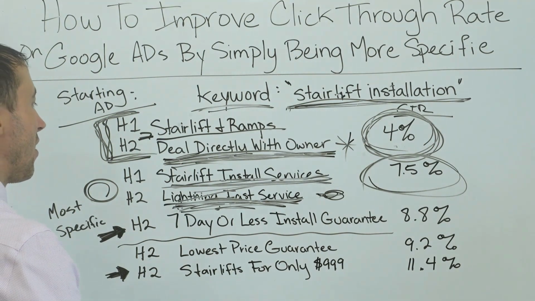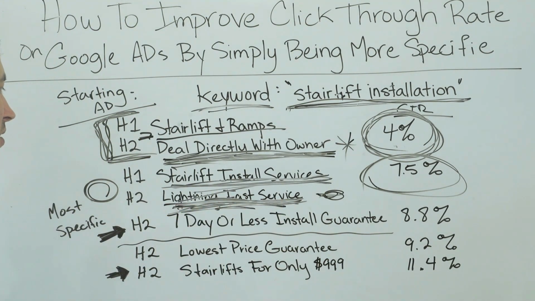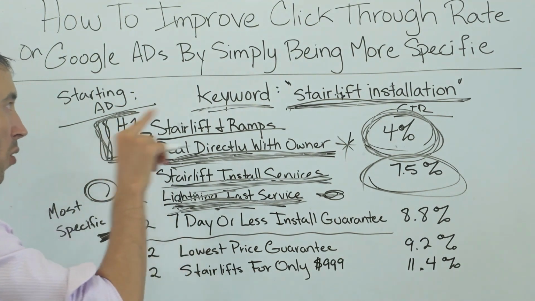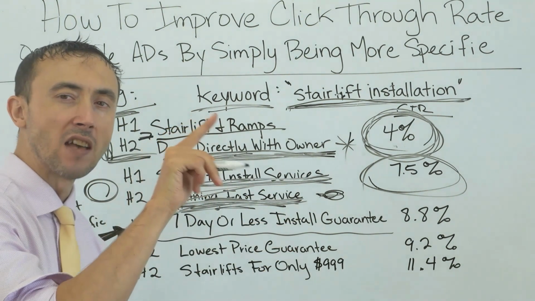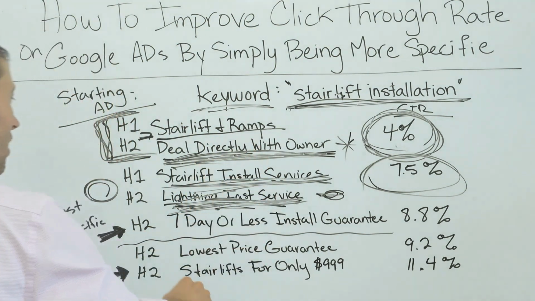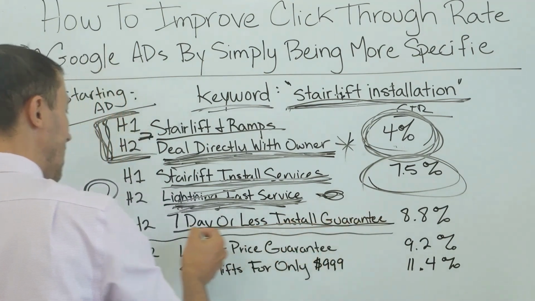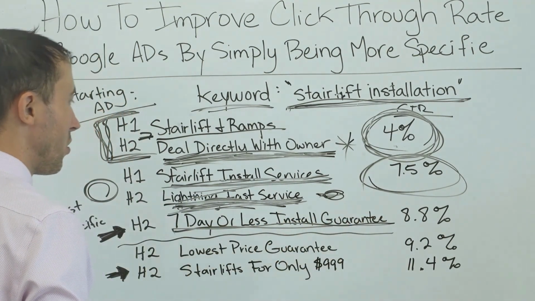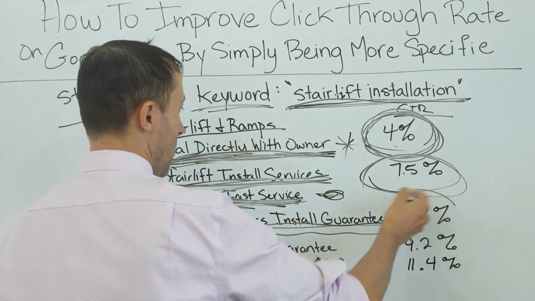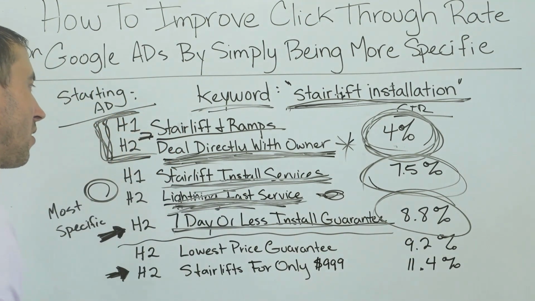But with that said, moving on here, lightning fast service got a 7.5% click-through rate. If we switch that and be even more specific, you just want to be as transparent as possible because you'll generally get the most click-through rate that way. Instead of saying lightning fast service, say 7-day or less install guarantee. Now that is super, super specific. And because of that, we went up from a 7.5% to an 8.8% click-through rate.